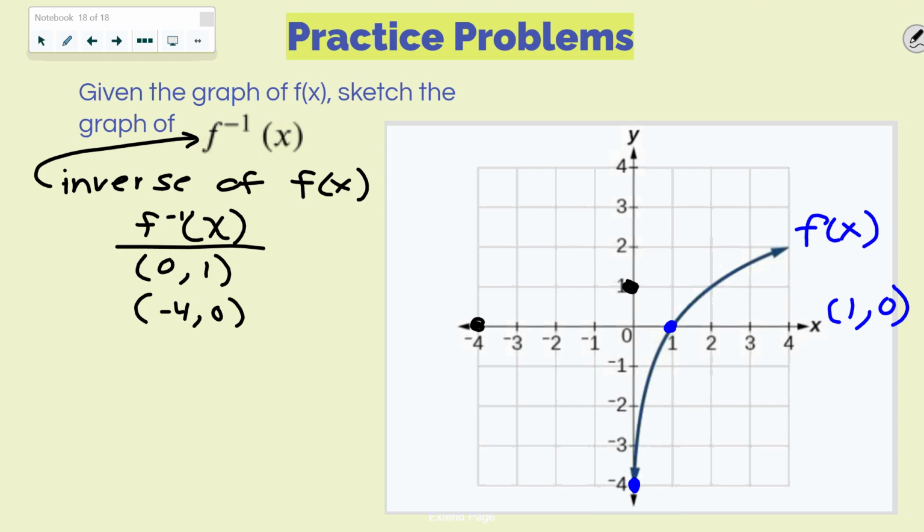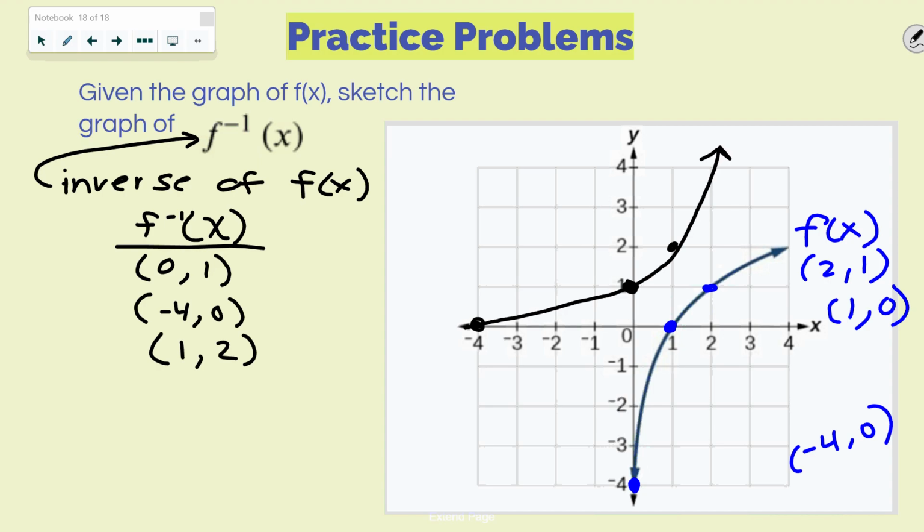All right, one more. Let's find another one. What do you see, Malcolm? 2, 1. That's a good point on my function f of x. So 1, 2, there you go. Took the words out of my mouth. The point 1, 2 will be on our inverse. Now I have 3 good points, so that looks good enough to me.